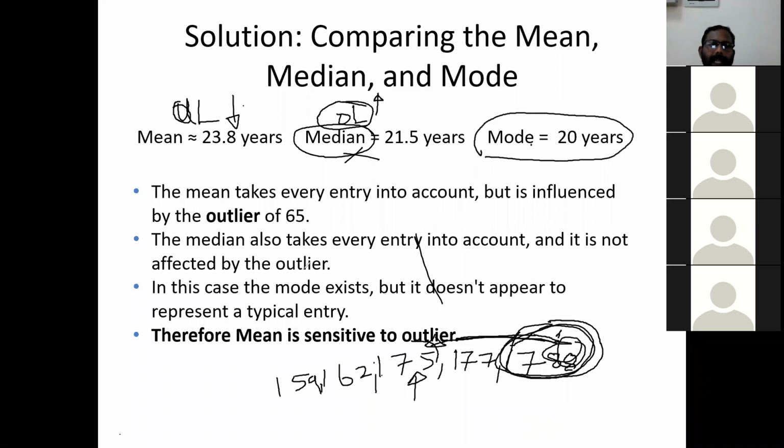Clear? Therefore, in this typical scenario, the age of a class that we have seen, among these three central measures, the best is median, because mean is not a good criterion since it is affected by outlier. The mode is also not good because there are so many modes existing. Only mean is sensitive to outlier. Any questions?